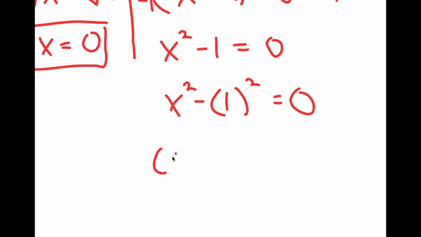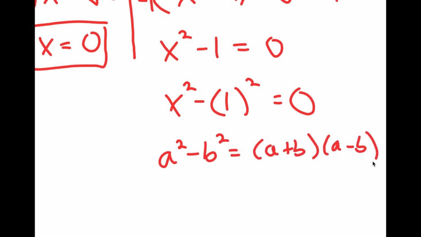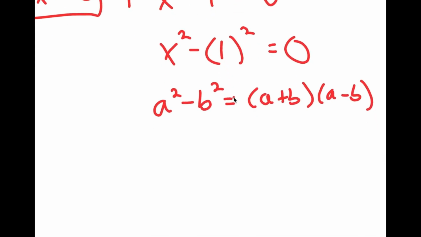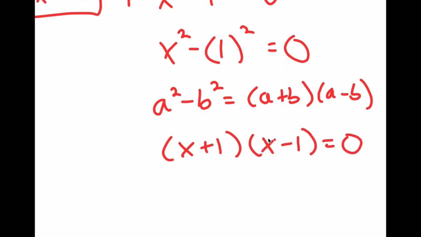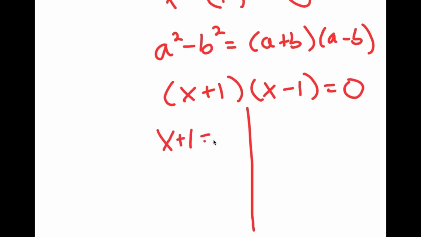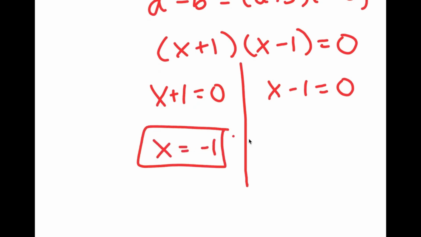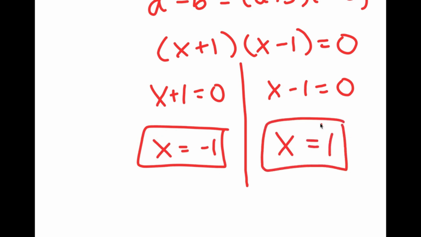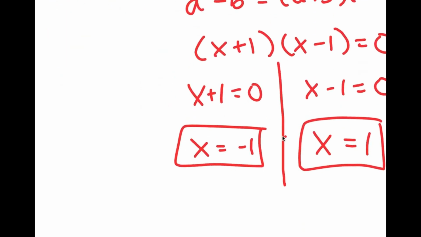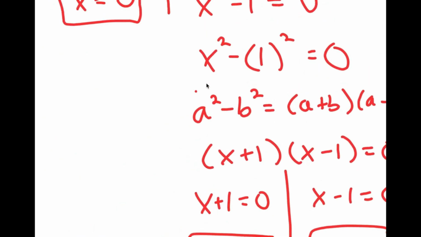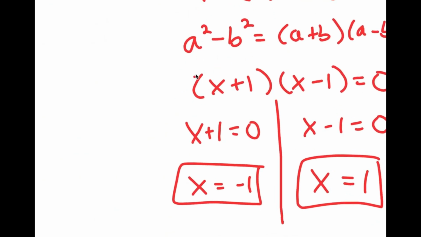And if I have something in the form a squared minus b squared, this is equal to a plus b times a minus b. So this is equal to x plus 1 times x minus 1 is equal to 0, meaning I get two equations, x plus 1 equals 0 and x minus 1 equals 0. For x plus 1 equals 0, I get x equals negative 1. And for x minus 1 equals 0, I get x equals 1. So notice how we have three solutions for this equation.